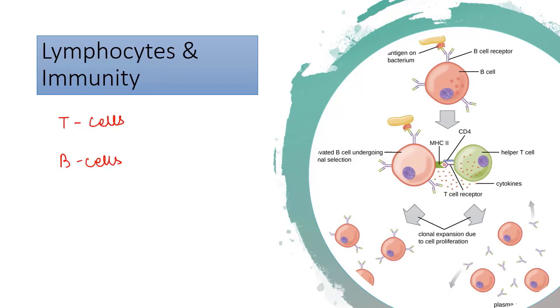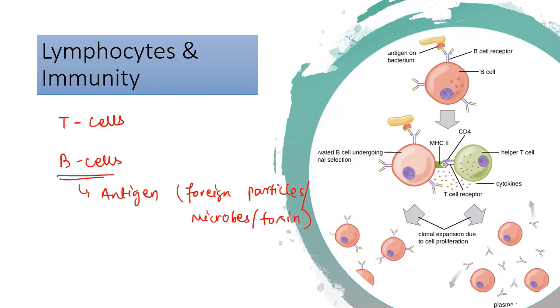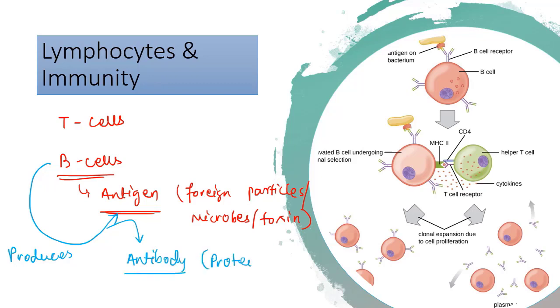Now another thing, as I said already, is the T cells and the B cells. We have said that the B cell interacts with something called an antigen. What are antigens? These are the foreign particles, or they might be microbes, or toxins that can cause certain damage to the body. In response to this antigen, the B cell produces the antibody, which is basically protein based.